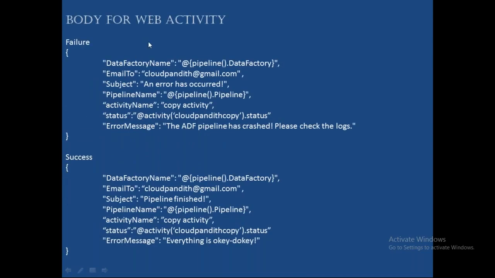Now, the body for the web activity. If it is a failure, you just have to pass the subject, 'error has occurred', pipeline name dynamically, activity name, and you can put the status here, and the error message: the ADF pipeline has crashed, please check the log, something like that. If it has succeeded: pipeline finished, everything is okay.